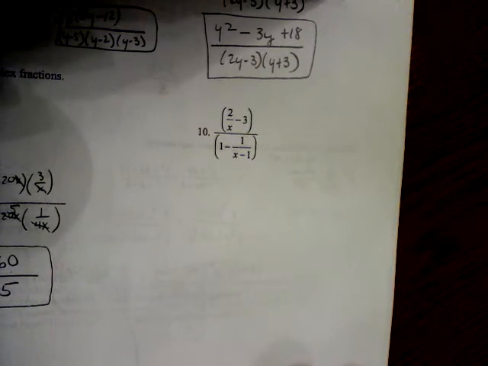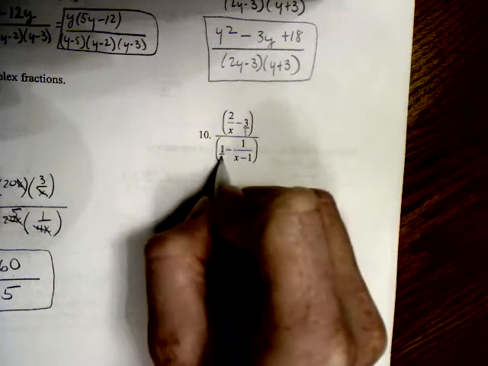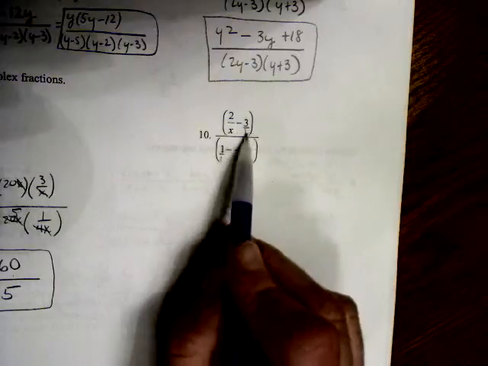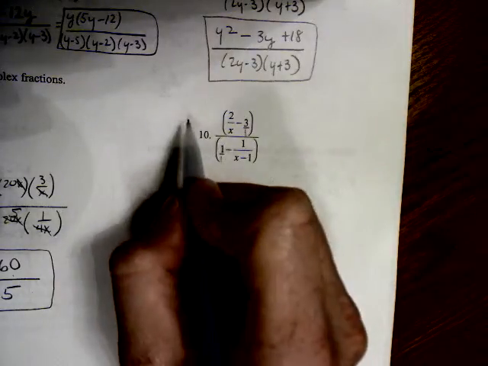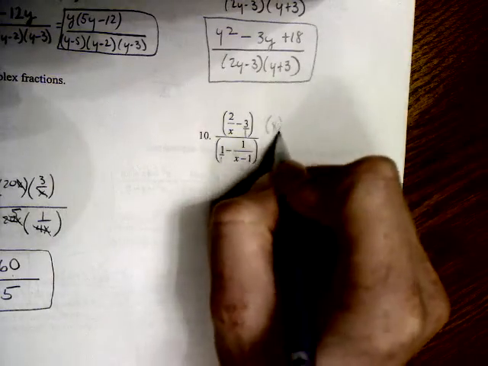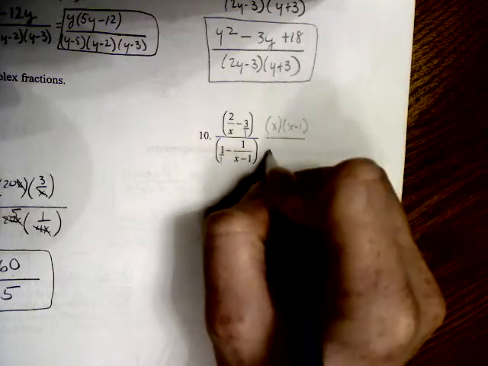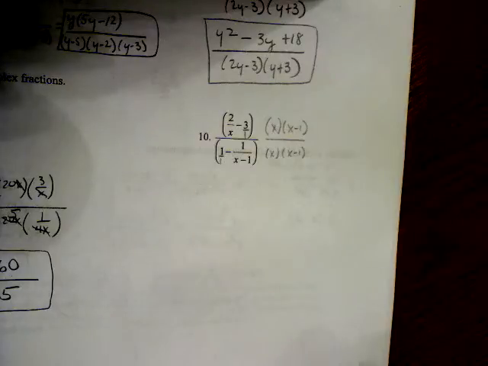Okay, over here, number 10, we have the same type of problem. We have a denominator of 1 here and a denominator of 1 here. So again, we're looking for a common denominator. So we have an x, a 1, and an x minus 1. So the expression we're going to have to multiply by is x times x minus 1, and we'll have to do that to the numerator and to the denominator.